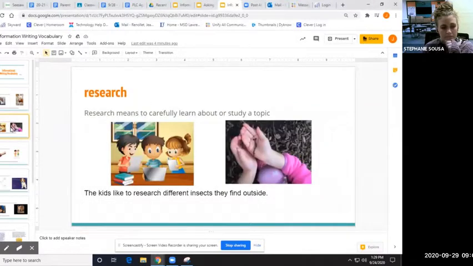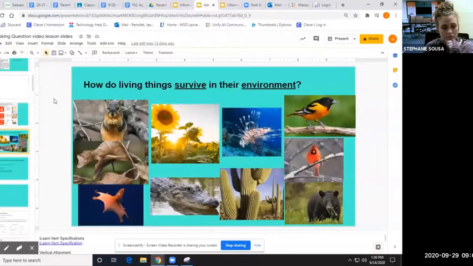Here is another important vocabulary word. The word is research. Research means to carefully learn about or study a topic. Here's an example. The kids like to research different insects they find outside. Today, we are going to be researching. We are going to look at a text and look for research about how living things survive in their environment.